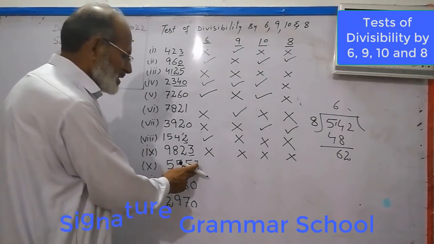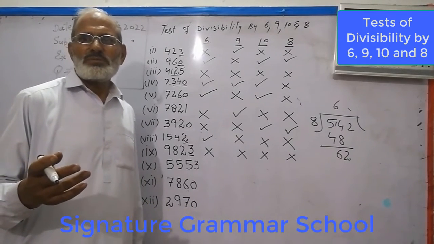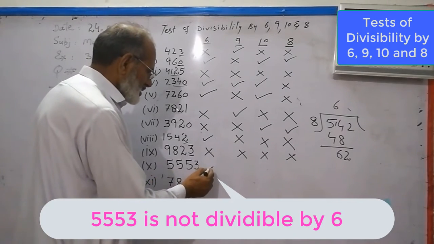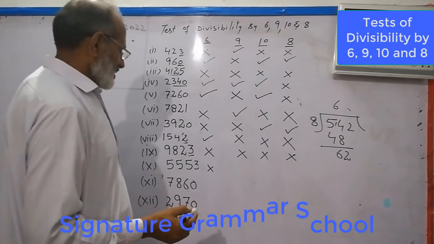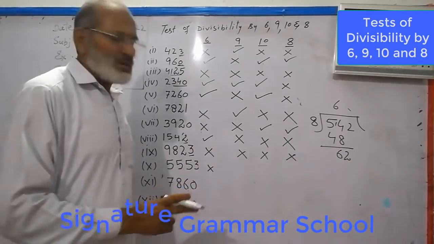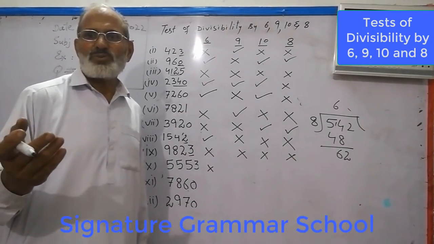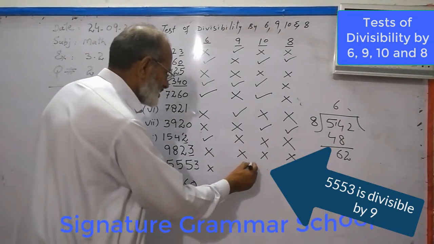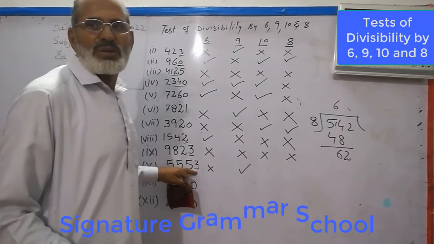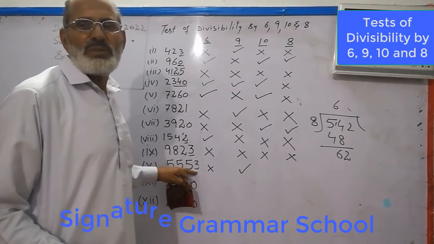Coming toward this one, here it's 3, and 3 is an odd number which can't be divided by 2. So the first condition is not met, so I put here a cross. And for 9, 5 plus 5 plus 5, 15, 15 plus 3, 16, 17, 18. And 18 comes in the table of 9 and 2 is 18. Therefore, this value is divisible by 9, but it is not divisible by 10 because here it's 3 at the unit place. If it was 0, then it would be divisible by 10.